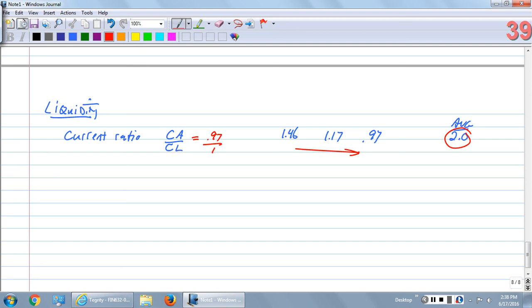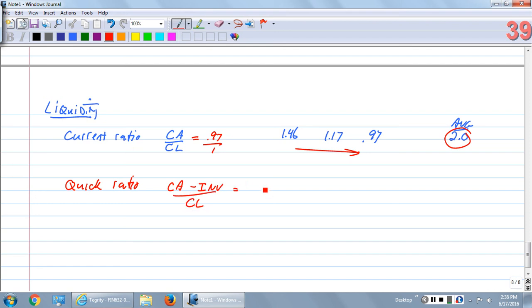Okay? So we need to look at something. There's something going on here. Another ratio is the quick ratio. It's current assets minus, well, okay, yours has it different, but I'll write it two different ways. Current assets minus inventories divided by current liabilities. Your book writes it this way.